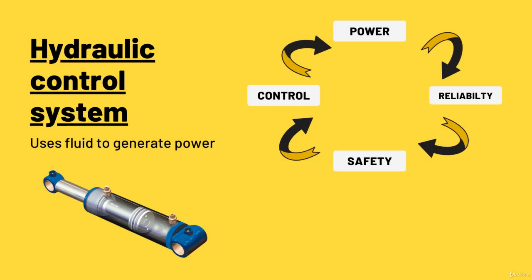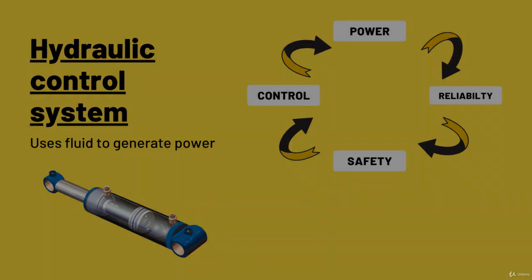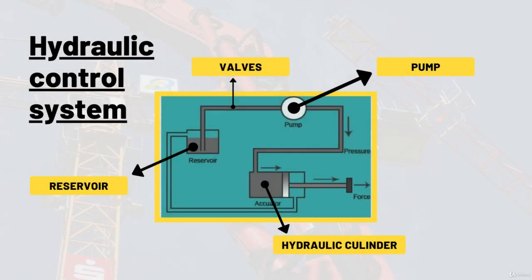Next in the line is hydraulic control system. This type of control system uses fluid to generate power or energy. Hydraulic systems can be found in everything from cars to industrial machinery. They are designed to provide power, control, safety, and reliability. Hydraulic systems are made up of numerous parts.